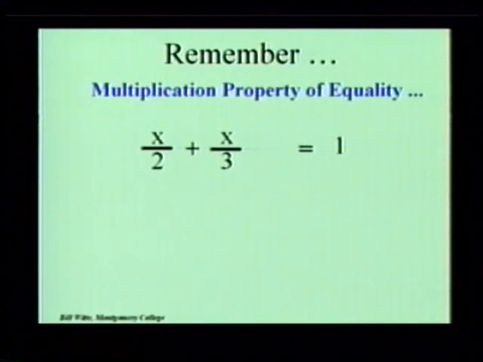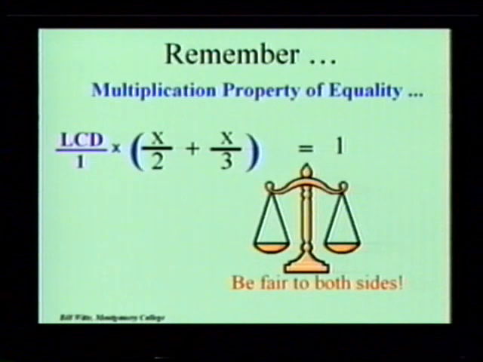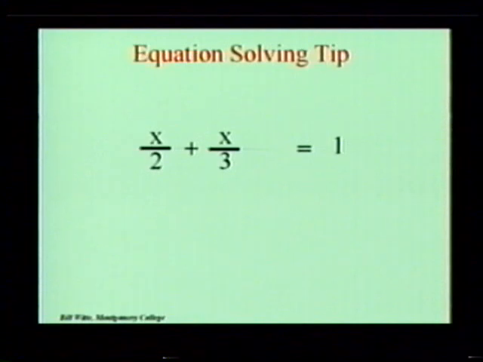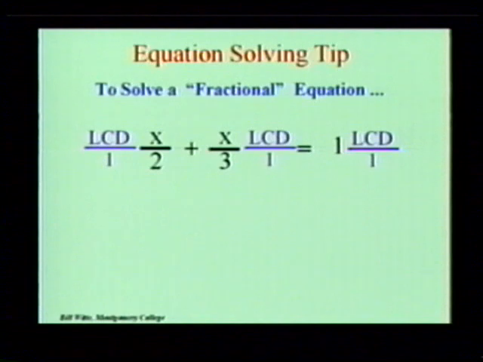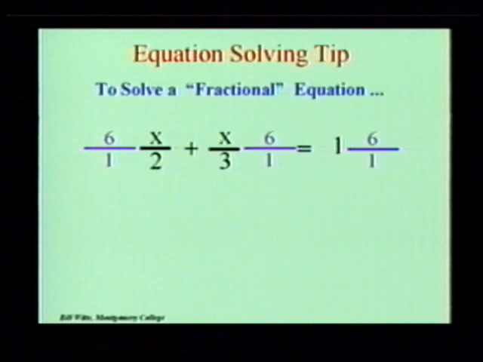Let's go back to this nightmare. LCD man. Wait a minute. The trick here is if I multiply everybody on the left by LCD. Oh, I forgot. I have to do it to both sides. LCD man. Let's see if this helps me. What is the LCD? To solve a fractional equation, you find the LCD and multiply everybody by it. Everybody on both sides. What is the LCD?